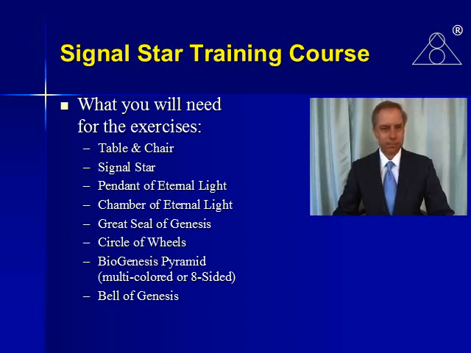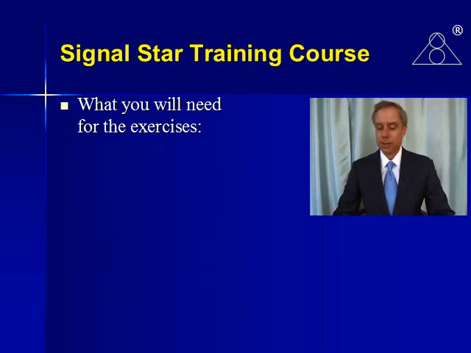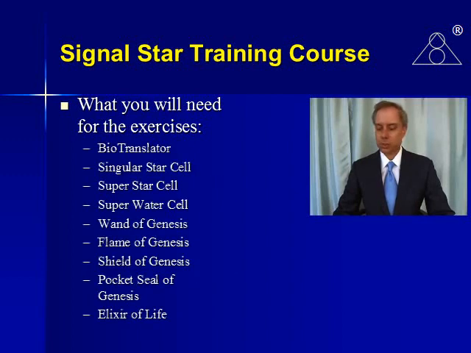Now, a table and chair, that part's pretty easy. A signal star, the pendant of eternal light, a chamber of eternal light, a great seal of Genesis, circle of wheels, a BioGenesis pyramid, either the multicolored pyramid or the eight-sided pyramid, the bell of Genesis, the biotranslator, a singular star cell, a super star cell, a super water cell, the wand of Genesis, the flame of Genesis, the shield of Genesis, the pocket seal of Genesis, and even the elixir of life.